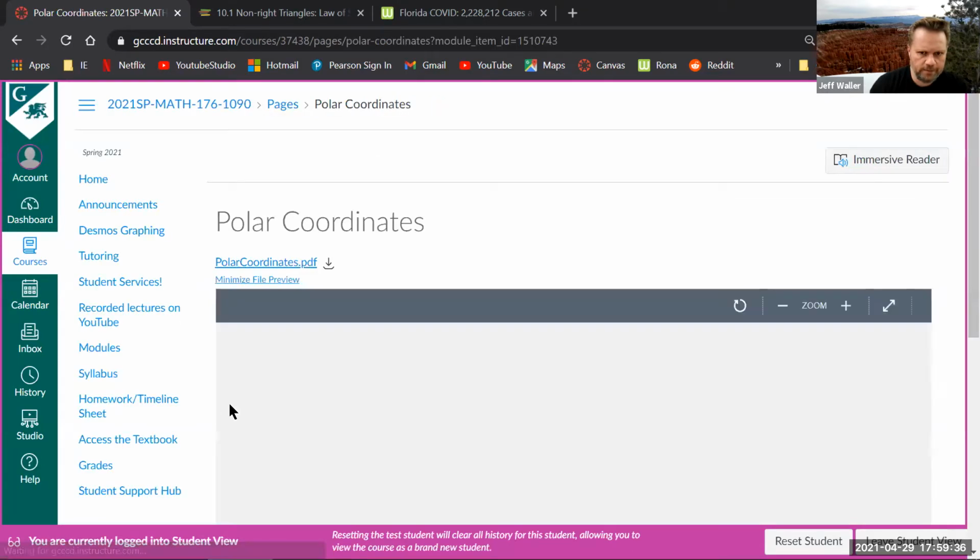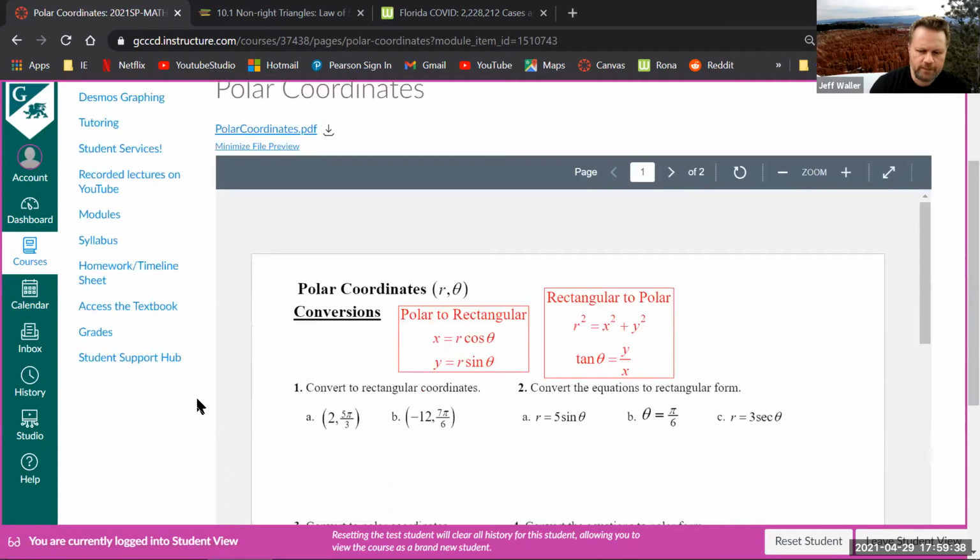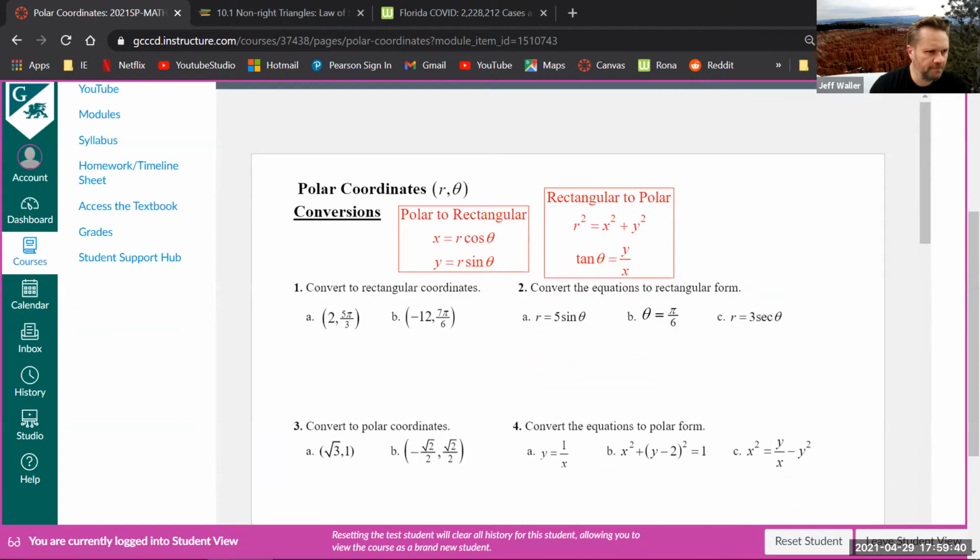Polar coordinates. Oh yeah, that's right. I need to prove those. All right, so pull that up. You can print it out if you want to, whatever.